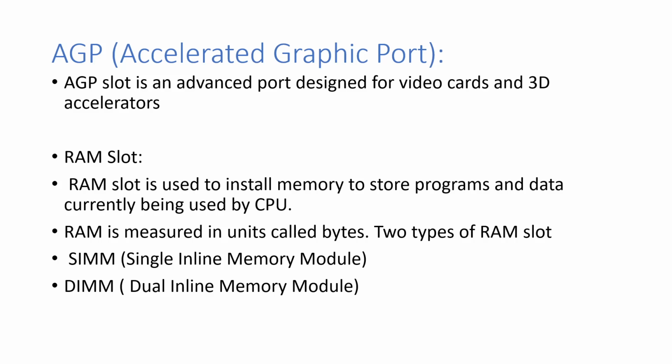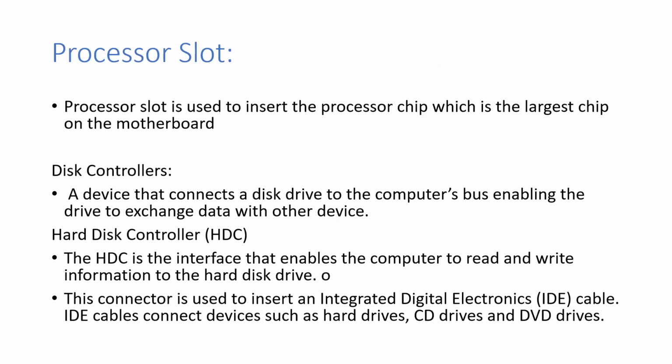Then RAM slot. So what is RAM? Random access memory slots are used to install the memory to store the programs as well as data. It is measured in bytes. There are two types of RAM: SIMM means single inline memory module and DIMM means dual inline memory module.